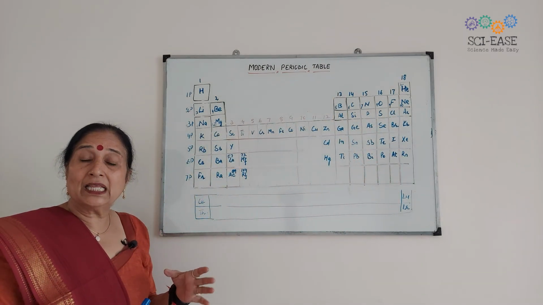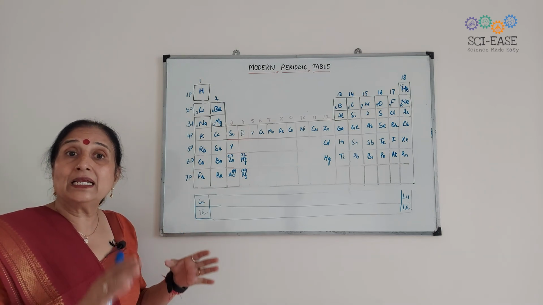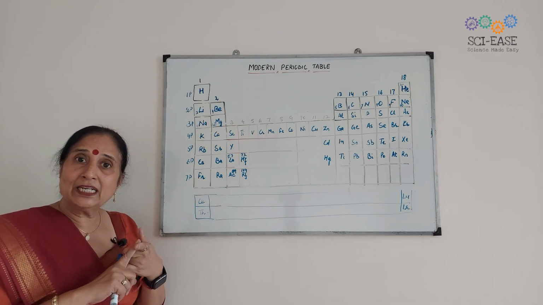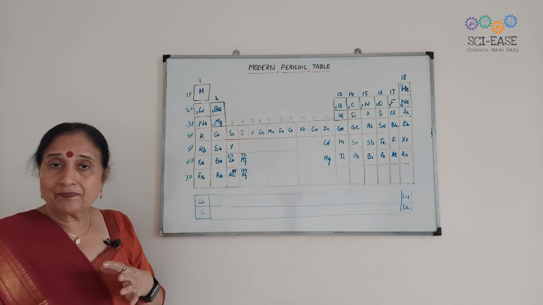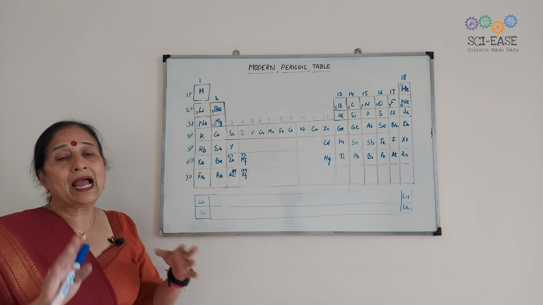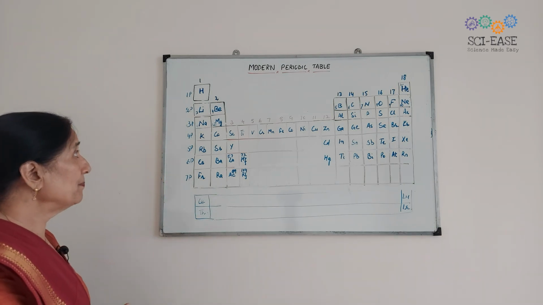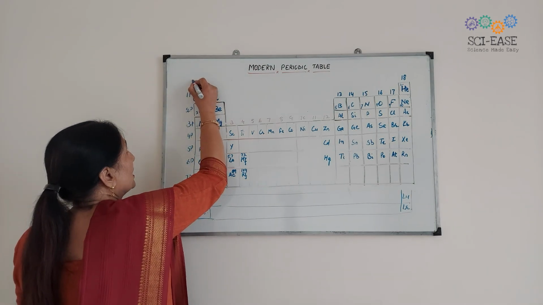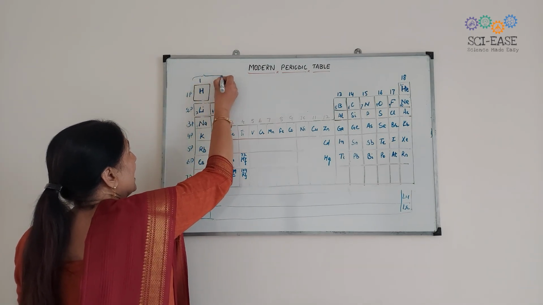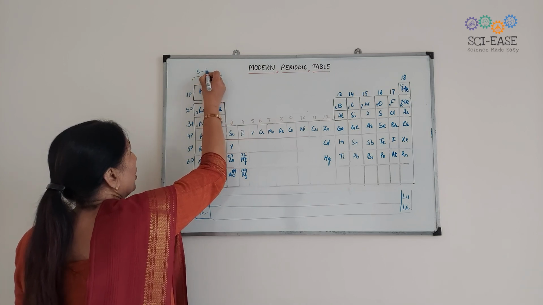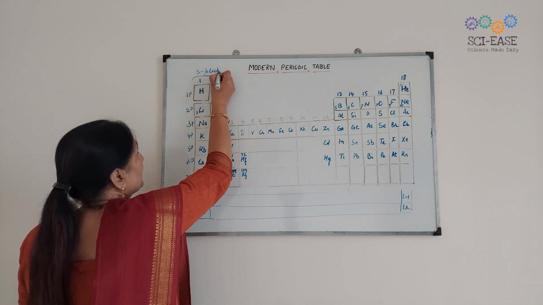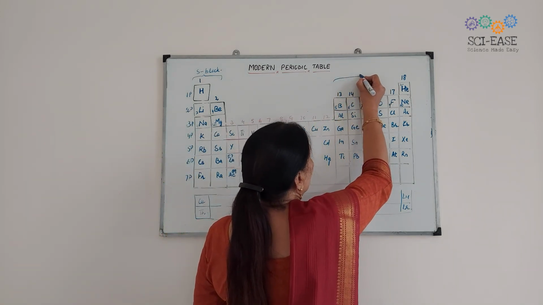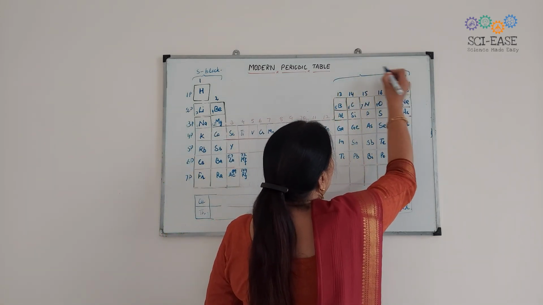So, you have seen that the elements are here arranged in increasing order of the atomic number. Elements are arranged in the form of groups and periods. There are 18 groups and 7 periods. Okay. Now, the elements of first and second group are known as S block elements. Okay. And from 13 to 18, they are known as P block elements.